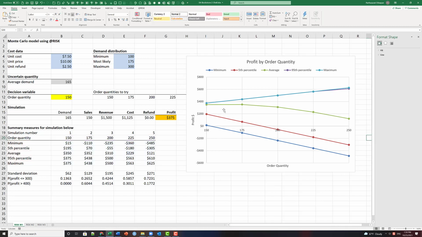Okay, so now you see when the order quantity is small, you have a narrower range of values going from minimum to maximum. As the order quantity increases, the range of profit expands, which means it becomes more and more risky. While there is an opportunity for making higher profit, there is also an opportunity for making a higher loss. So risk increases as order quantity goes up.